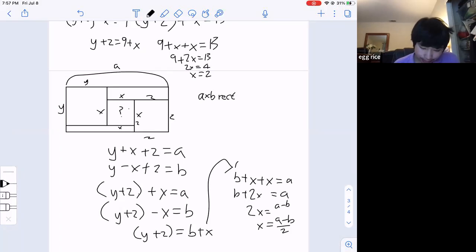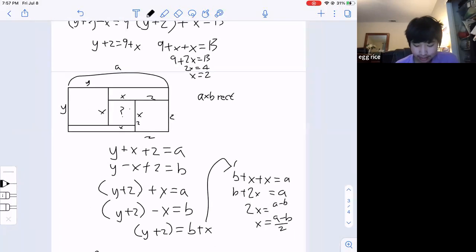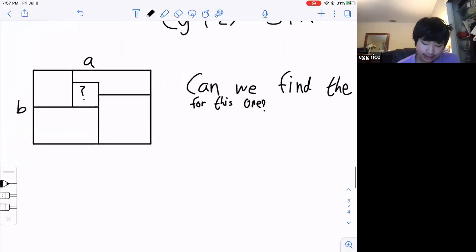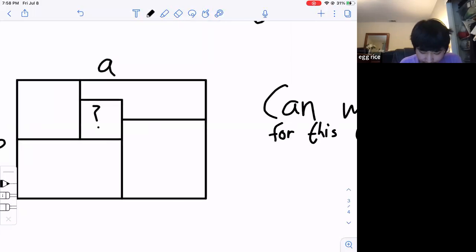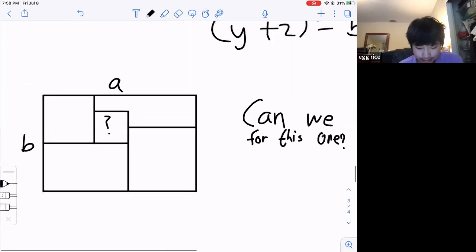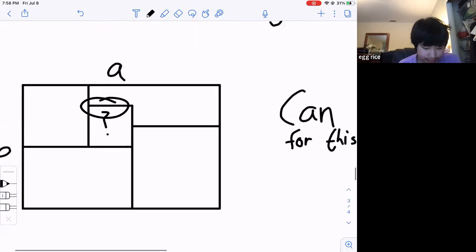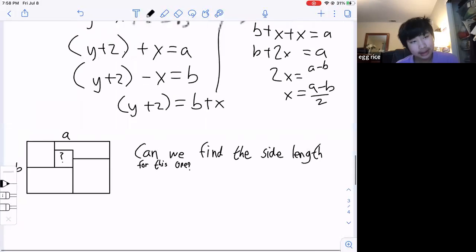Another way to make this a bit more intuitive, to think about how we can figure out x just using these lengths, because it doesn't seem like you can, is by looking at this. In this case, instead of these two sides being perfectly aligned, this cut-out rectangle is there. And in this case, can we find the side length x in the middle of these side lengths? Can we figure it out?